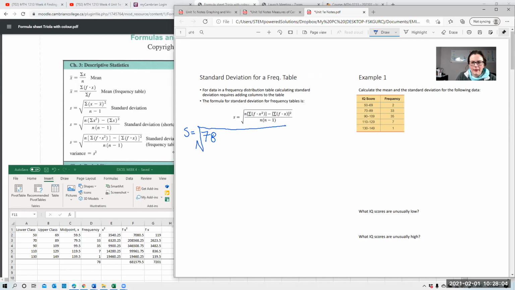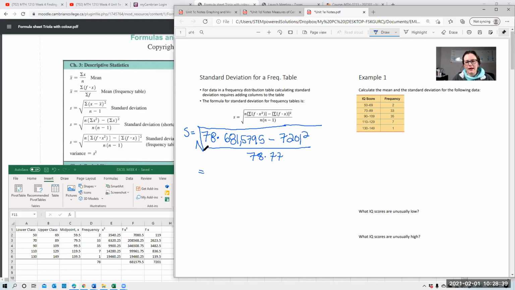Yes. Okay, so now I'm going to start filling in all the information I just calculated using Excel. So 78 times 681,579.5 subtract 7,201 squared over 78 times 77. So that's what I've calculated using Excel instead of doing it by hand.